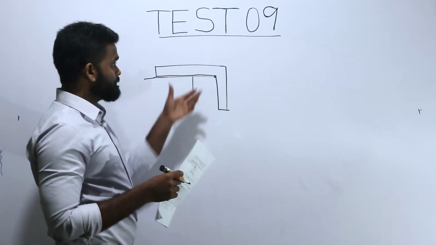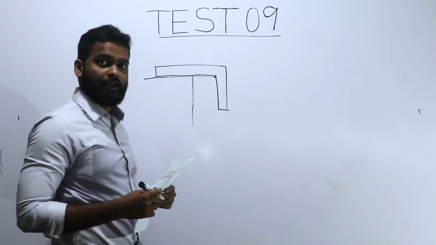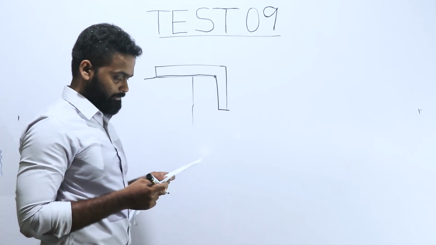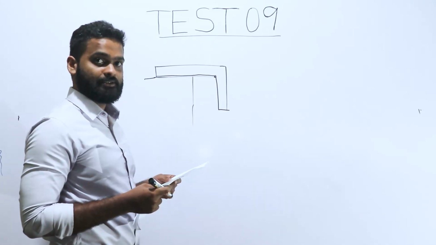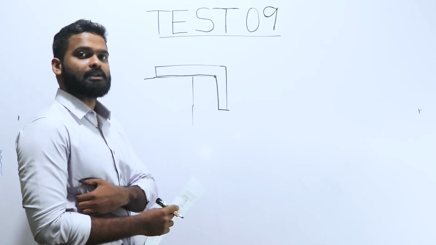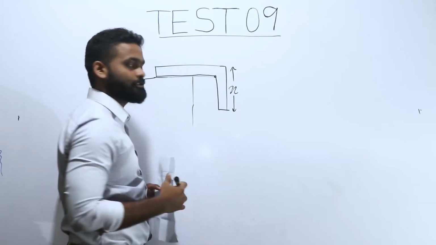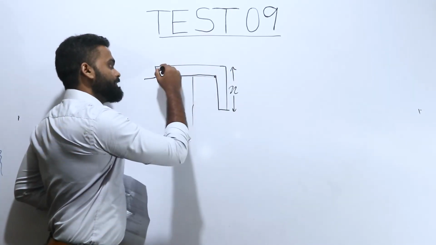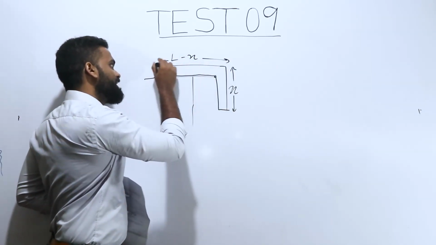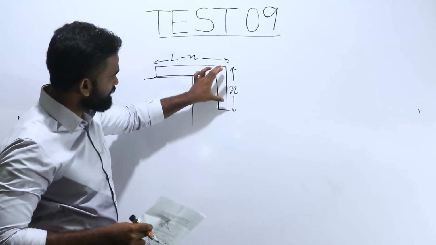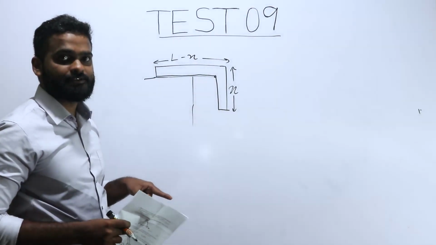Only a part of the chain is on the table, and the remaining part is hanging off the end of the table. So what they ask is the maximum length of the part hanging off the table. I'll take that maximum length as simply x. So if the total length is capital L, the length on the table should be L minus x. If this part is x, then the part on the table should be L minus x.